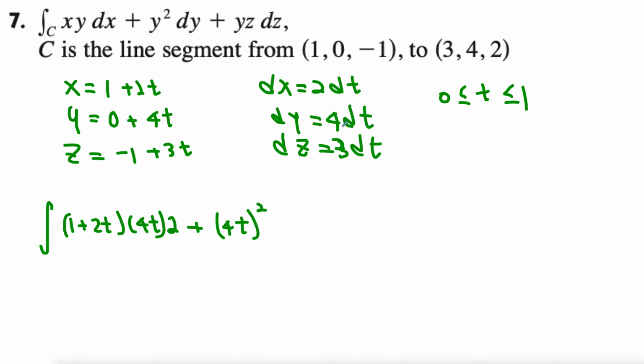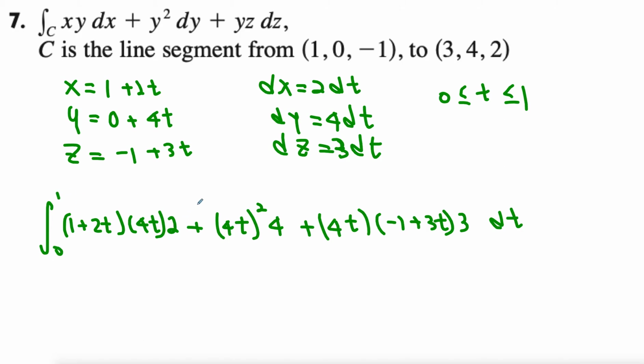But dy has a factor of 4. Plus yz, so I'm going to multiply those two. So 4t times negative 1 plus 3t. And then we're going to get a factor of 3, and then we're going to get dt, which goes from 0 through 1.